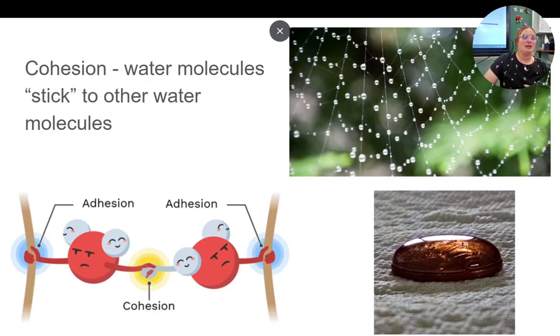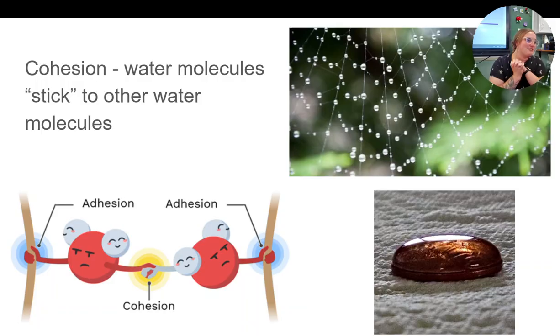All right. The next thing, we're going to talk about a few properties of water. So we're going to talk first about cohesion. Okay, if you've ever heard the prefix co, it means together. Okay, so water molecules stick to other water molecules. So again, what sticks them together? Hydrogen bonds. Yeah, you got it right.